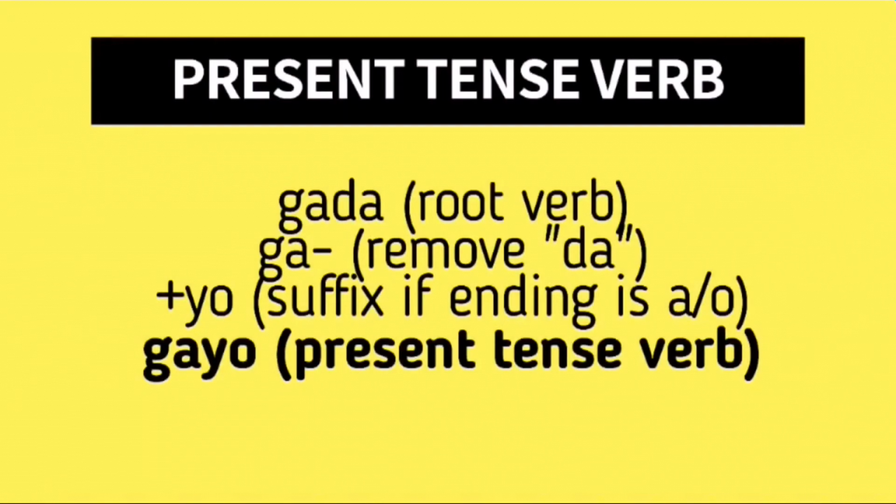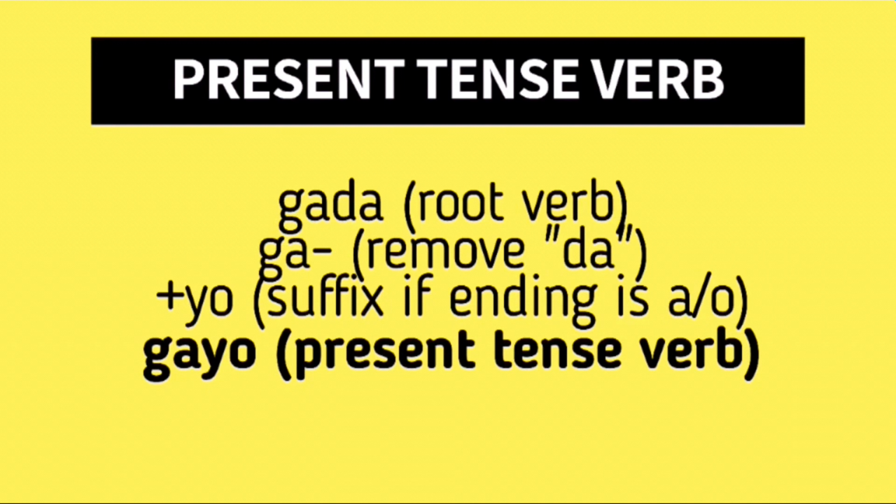So initially we have gada, and this is the root verb, and the first step to the conjugation of gada to 가요 is the removal of da. Now we're left with ga, and after that we'll have to decide what is the suffix that's supposed to be added to it. And as shown, yo is the supposed suffix. And ga plus yo is 가요, and that is the present tense form of gada.